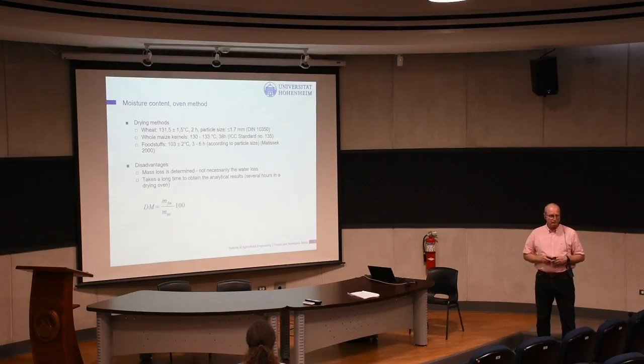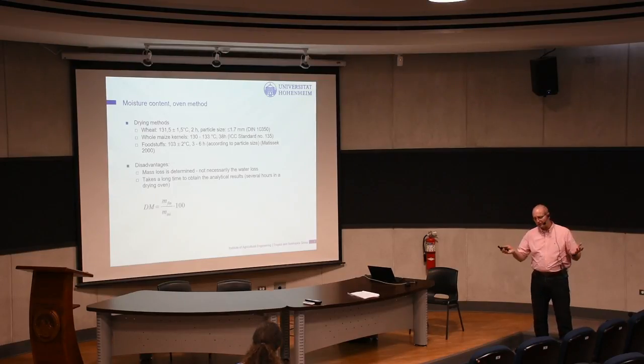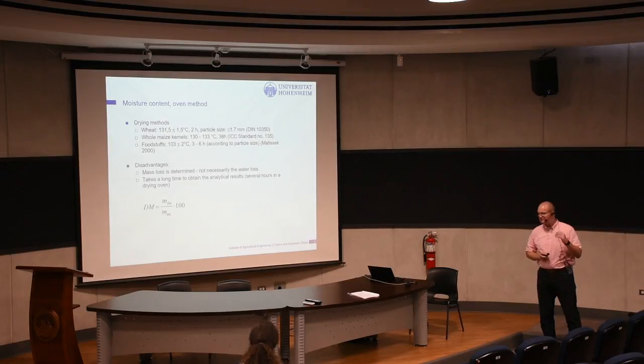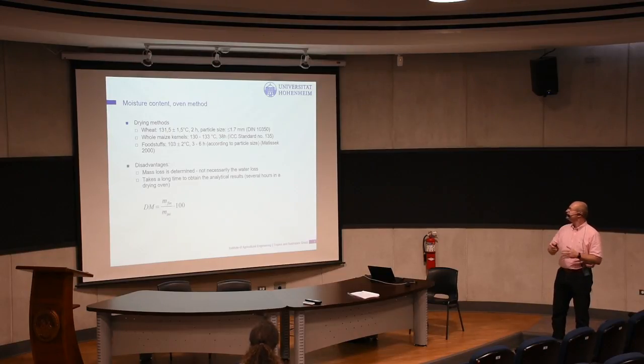Okay, how do we determine the moisture content? There are different ways, and therefore there are certain standards. So if you do this in the lab, you should follow a certain standard precisely, choose one and use this one consistently. For example, as a German standard, if you measure the moisture content of wheat, you put it in an oven at 131.5 degrees centigrade, plus minus 1.5. What does it mean? That you should be sure to be above 130.